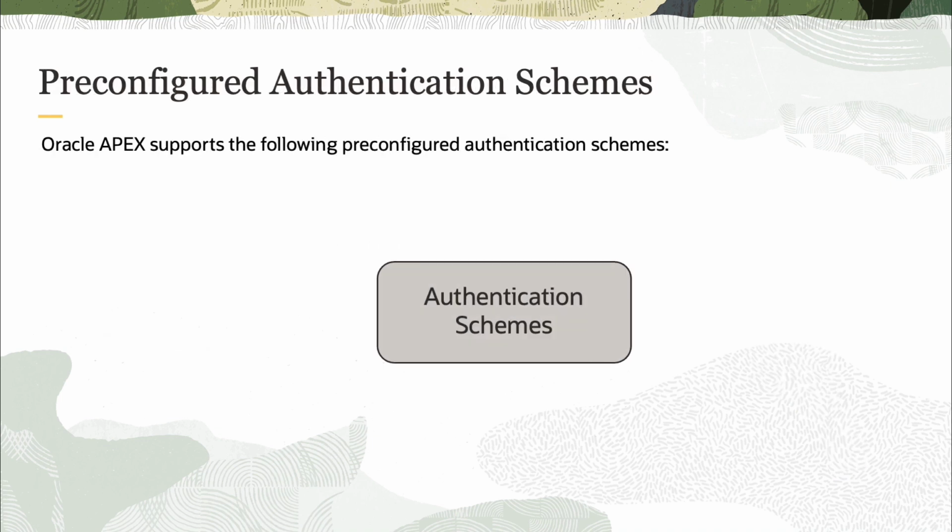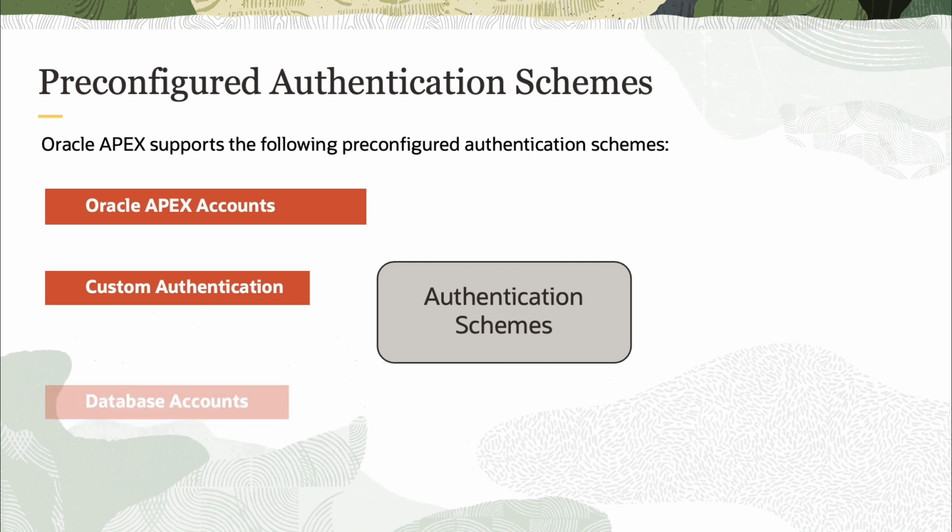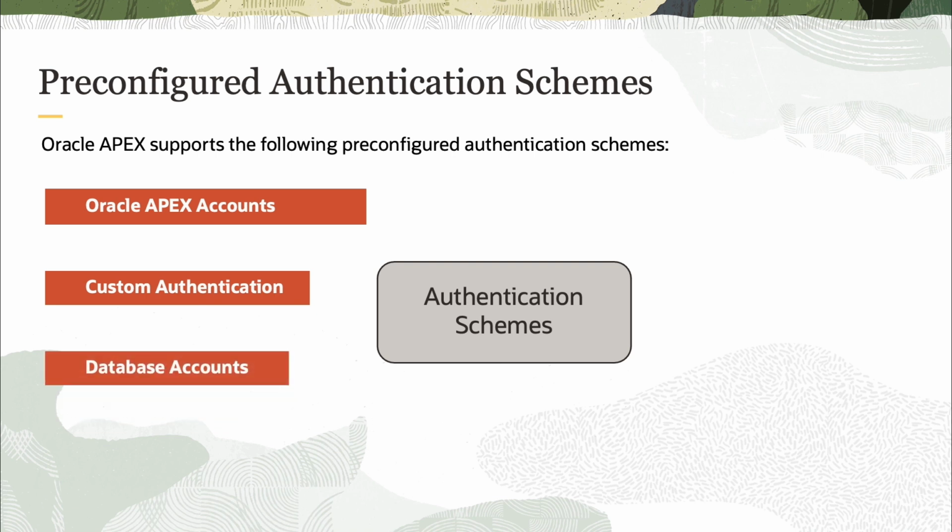The following are the pre-configured authentication schemes that are shipped with Oracle Apex. The first one is Oracle Apex Accounts. Oracle Apex accounts are user accounts that are created and managed in the Apex user repository. In this authentication scheme, your application is authenticated against these Oracle Apex accounts. The next one is Custom Authentication. As I have mentioned earlier, you can also create a custom authentication scheme from scratch to have complete control over your authentication interface. You can also authenticate using the Database Schema accounts.